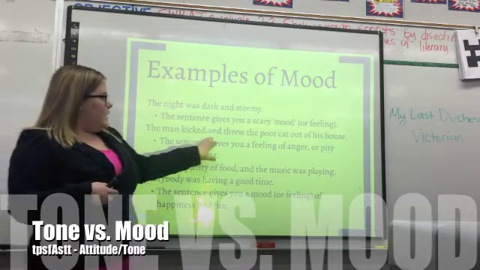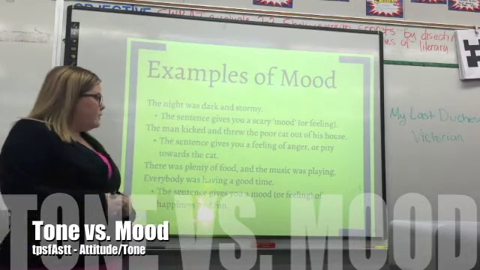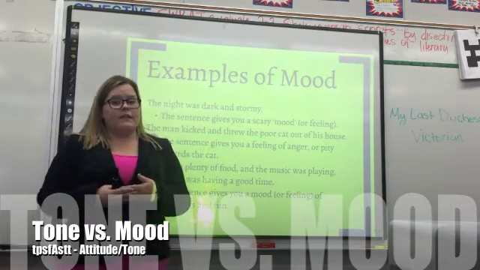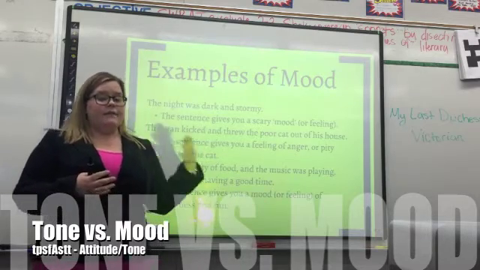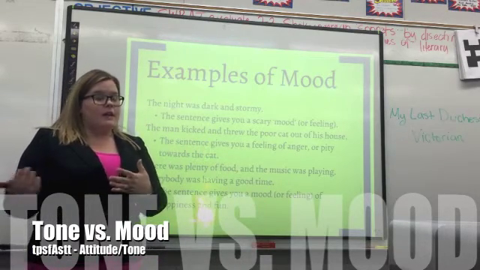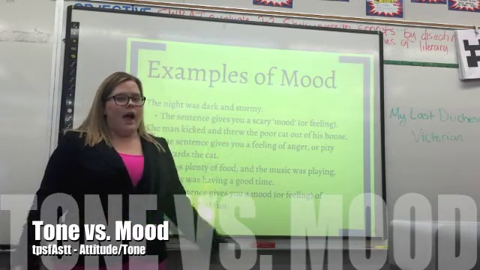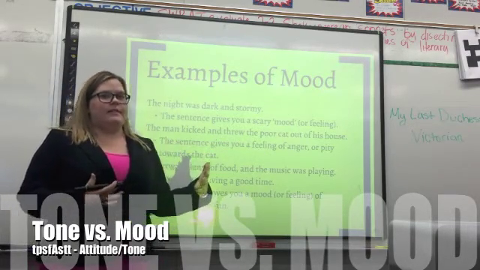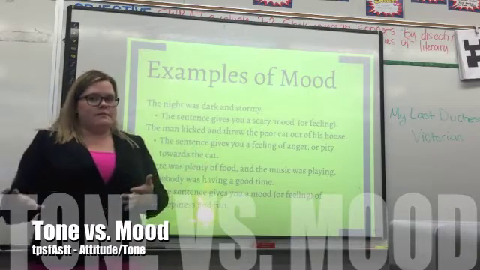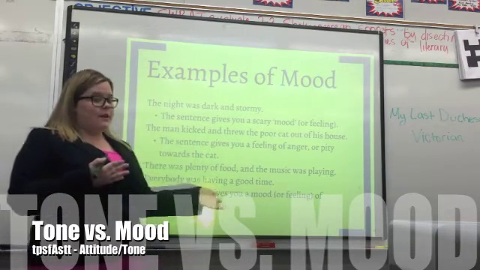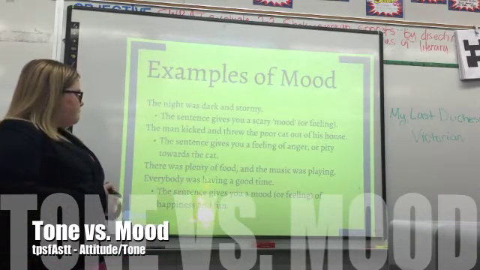The man kicked and threw the poor cat out of his house. This sentence gives you a feeling of anger towards the man and a feeling of pity towards the cat. So if you saw someone kick a cat out of their house, you would obviously be really mad that they did that, but then you would also want to make sure that that cat was okay. So that's how it can convey two different types of mood.